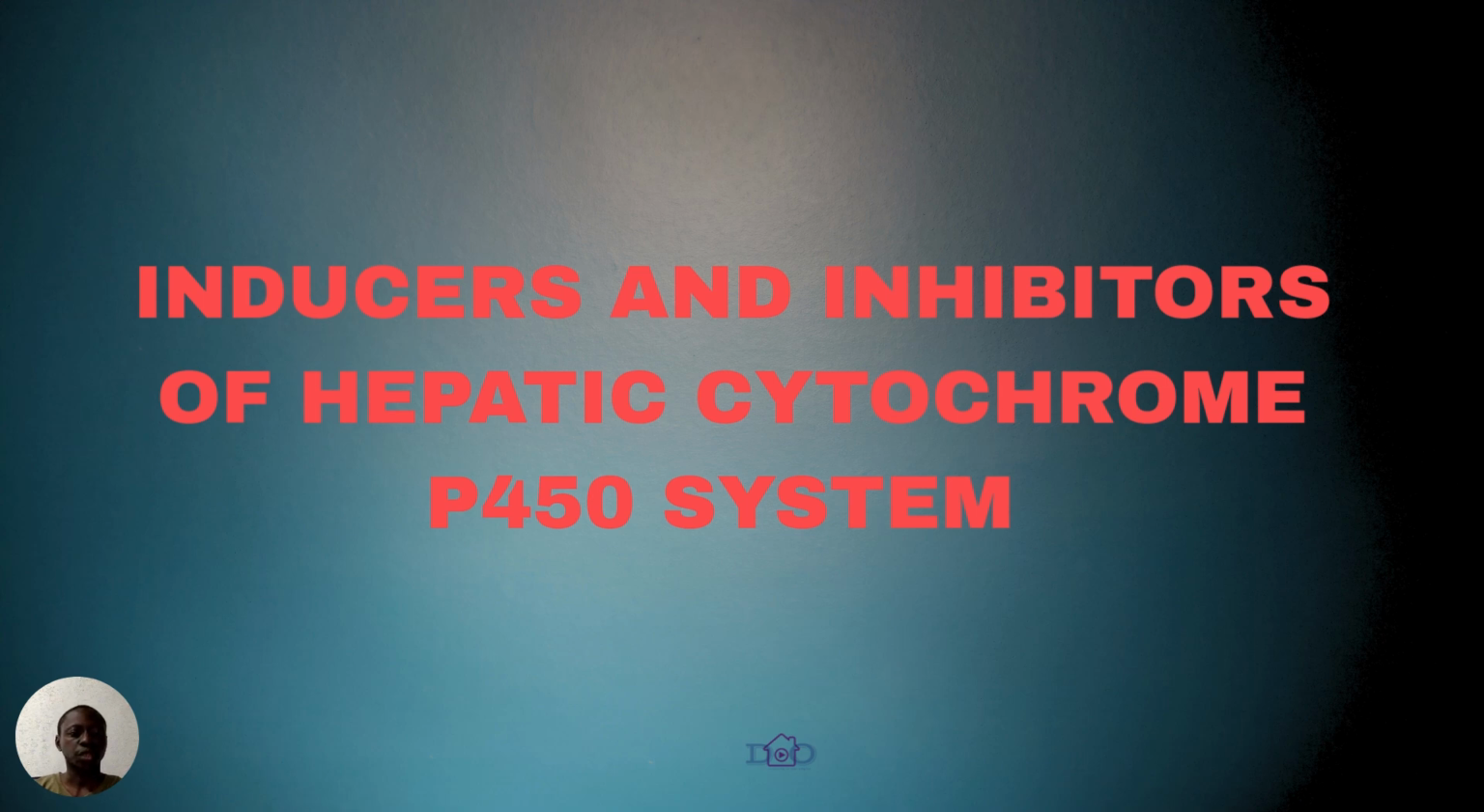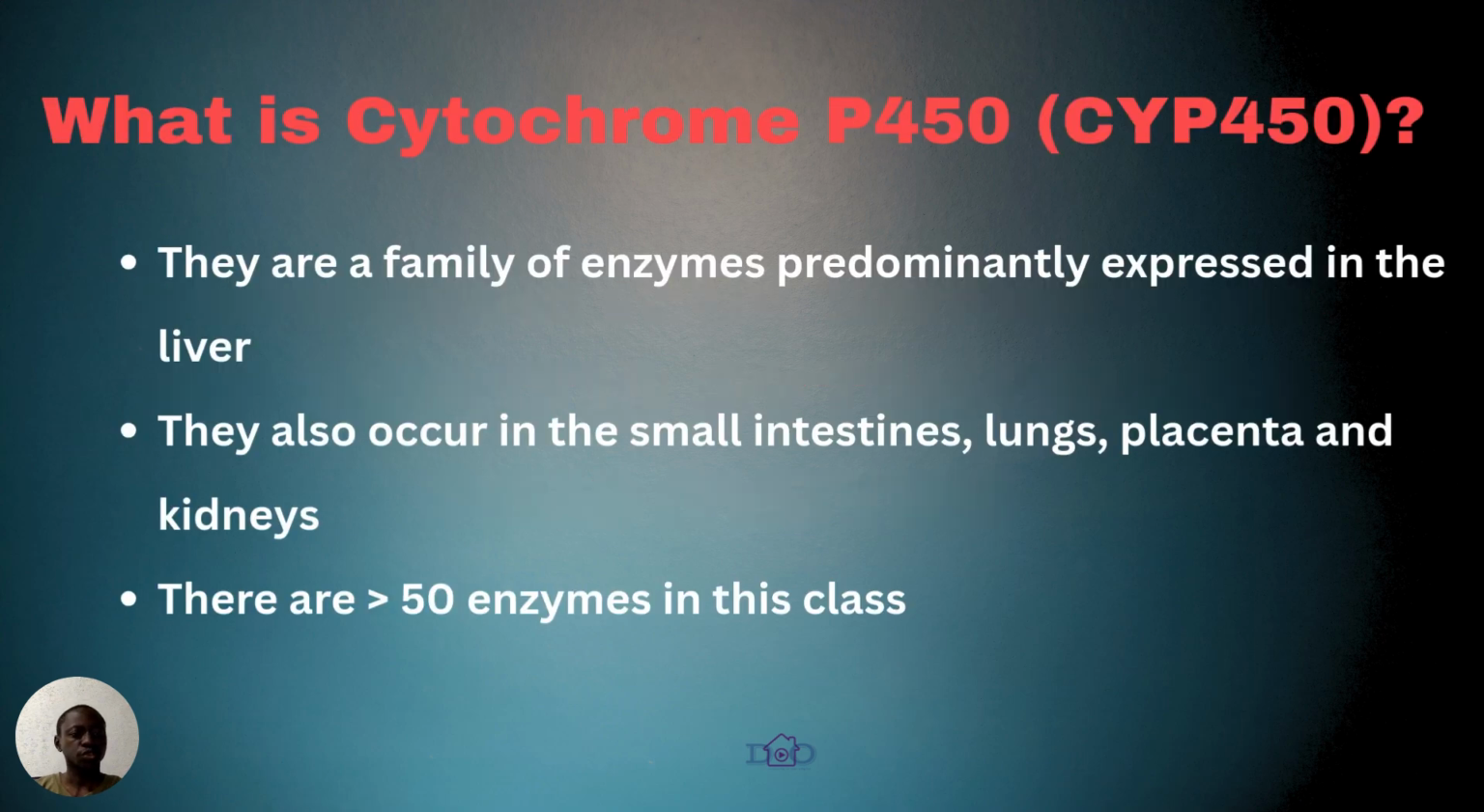So just a quick introduction to what this enzyme is about. The cytochrome P450 enzyme system is a family of enzymes predominantly found in the liver, and they can also be found in the small intestine, the lungs, the placenta, and the kidneys.